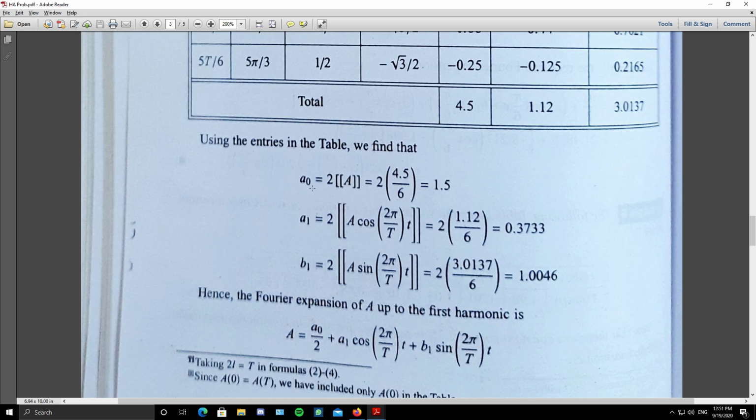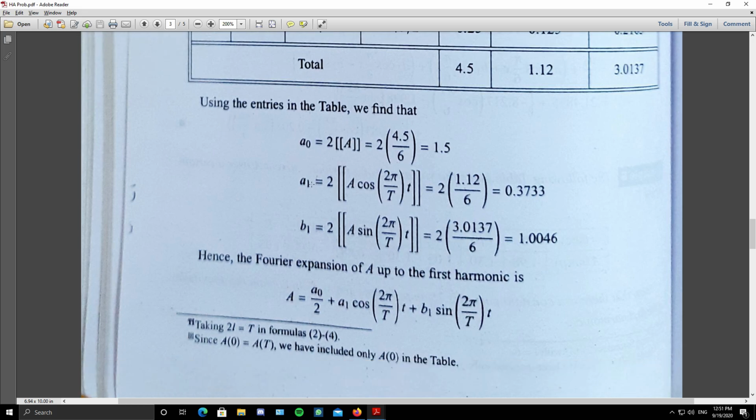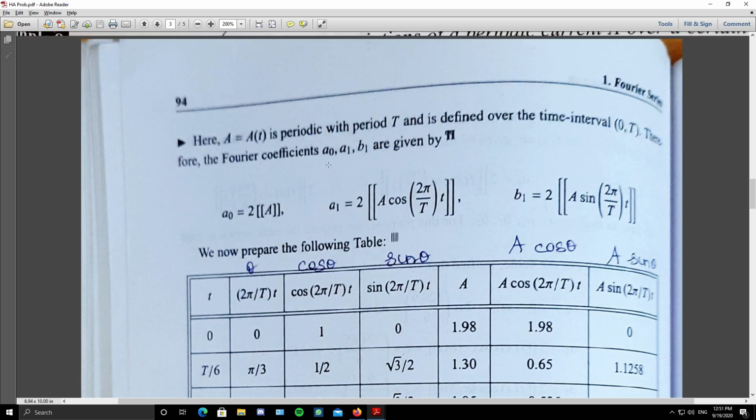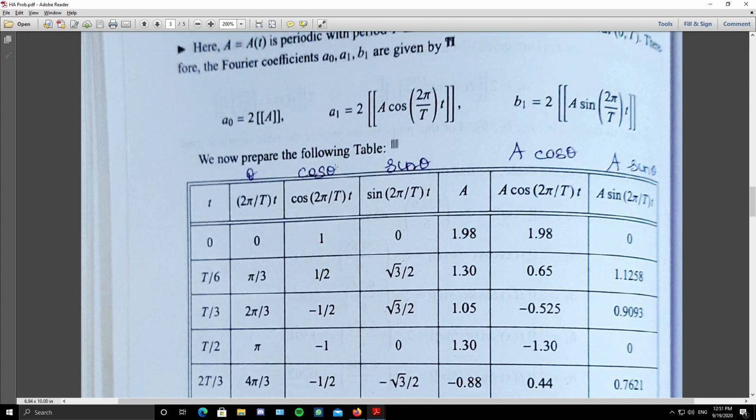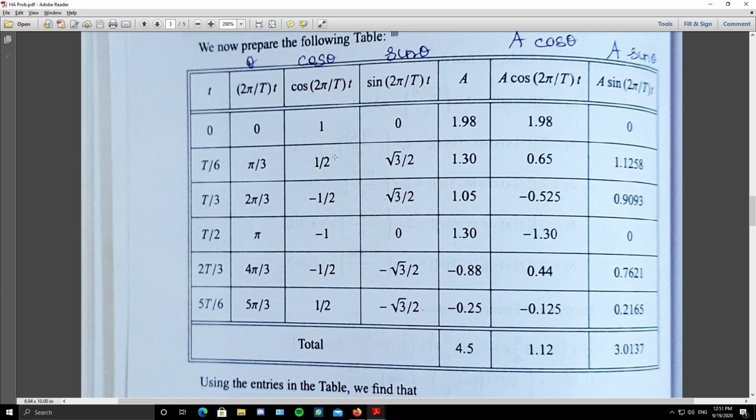So with this I complete today's class. You practice these two questions. We'll discuss the next type in the next class. So this is given on page 94.